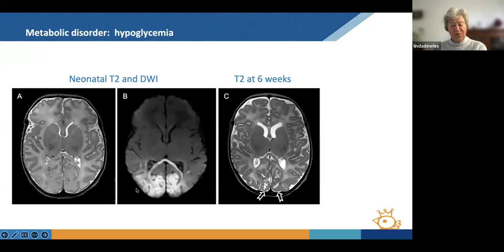And then on the diffusion, you clearly see the abnormalities. Also, the corpus callosum is affected. And then after 6 weeks, we see that there are a few cystic lesions and some atrophy. And again, these children are at risk of later epilepsy and cognitive problems as well. So here it's really important to perform an MRI in children with symptomatic hypoglycemia.